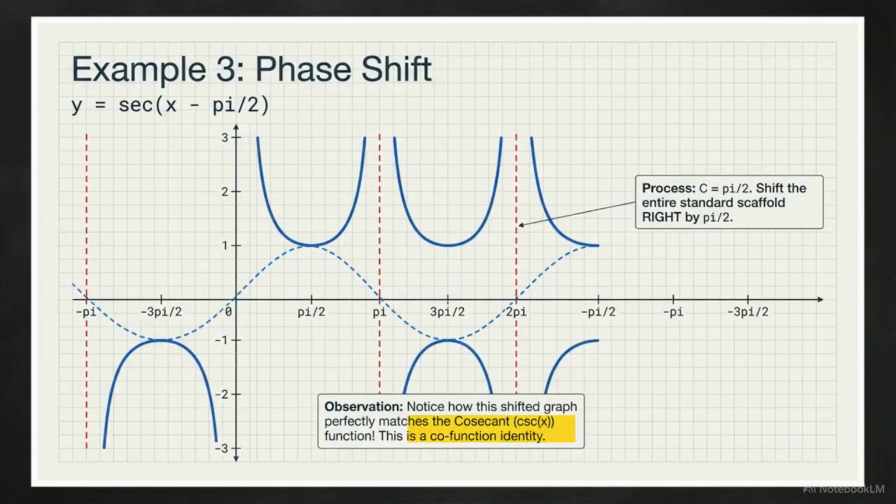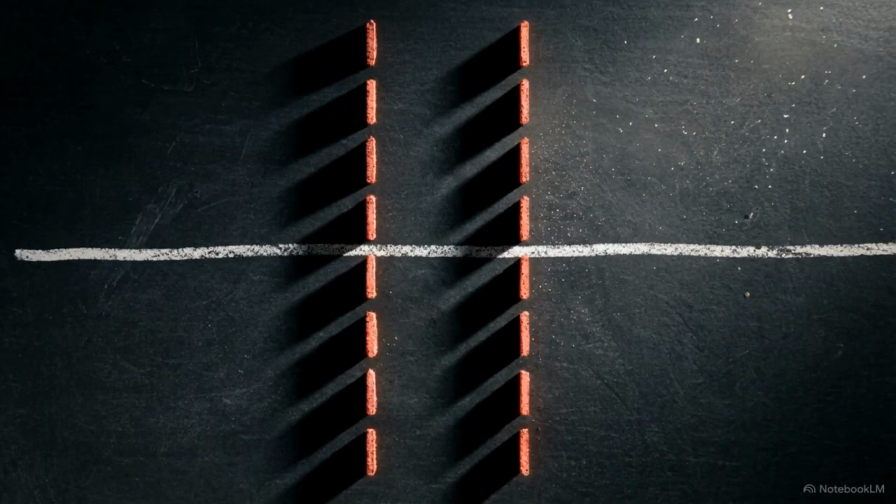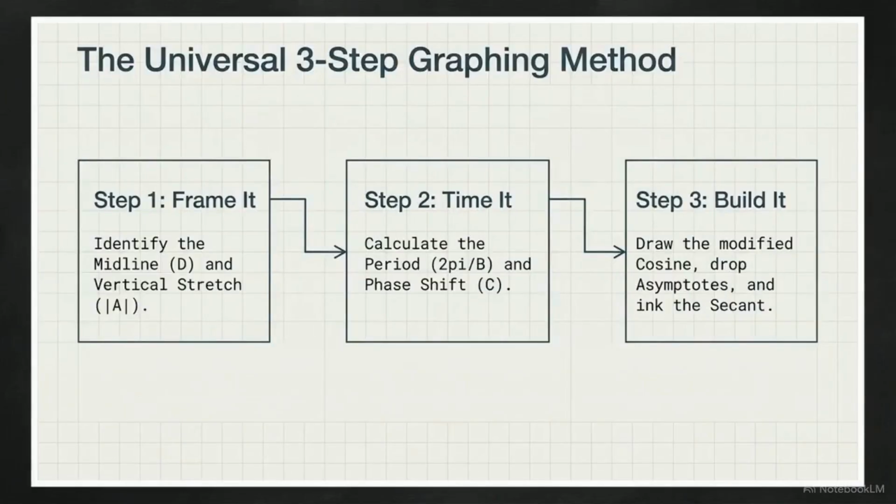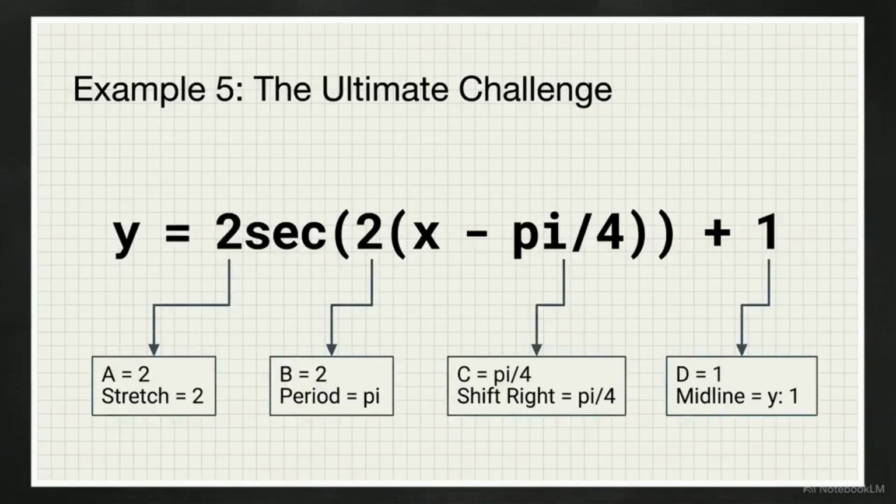Mastering b and c is vital. If ignored, your asymptotes drop at the wrong time, and the entire structure will fall out of phase. This flowchart synthesizes all of our parameters into a single workflow, the universal 3-step graphing method. Frame it, time it, build it. Here is the ultimate challenge. This single equation contains a vertical shift, a stretch, a period compression, and a phase shift all at once.